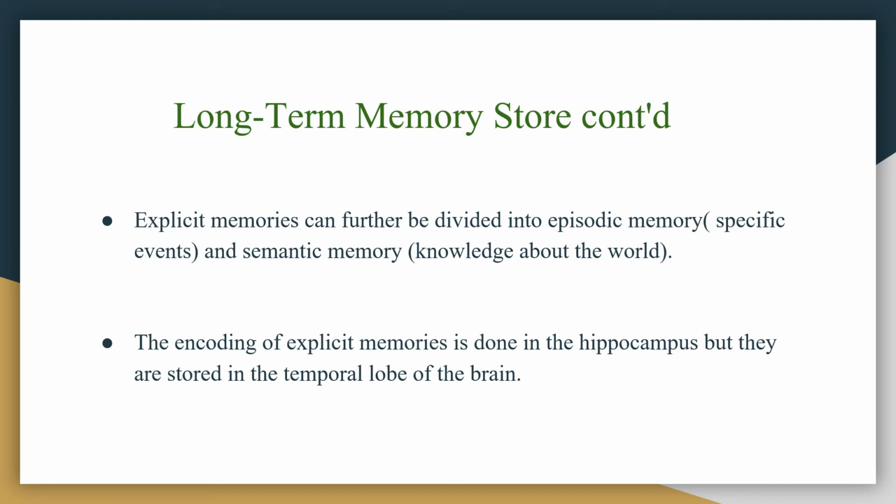Explicit memories can be further divided into episodic memories, which are specific events, and semantic memory, which is knowledge about the world. The encoding of explicit memories is done in the hippocampus, but they are stored in the temporal lobe of the brain.